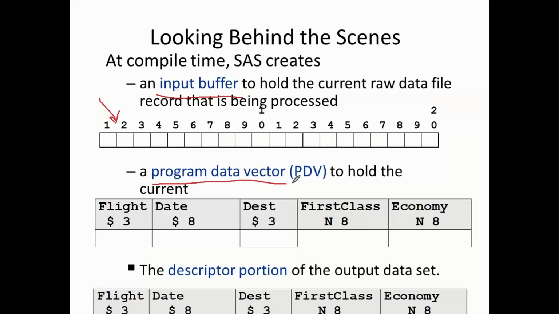After that, there is something called a PDV. PDV stands for program data vector, which is responsible for creating your variables and the data set. Thereafter, it will create something called a descriptor portion, a table with all your column names. And once the data comes to it, we call it the data portion. We have the data. So these are the 4 steps you have to recognize and remember.